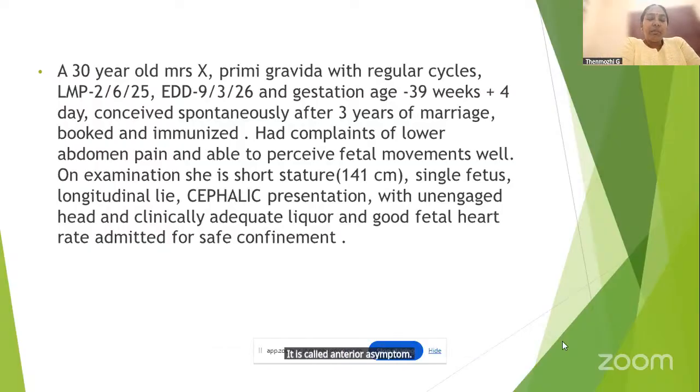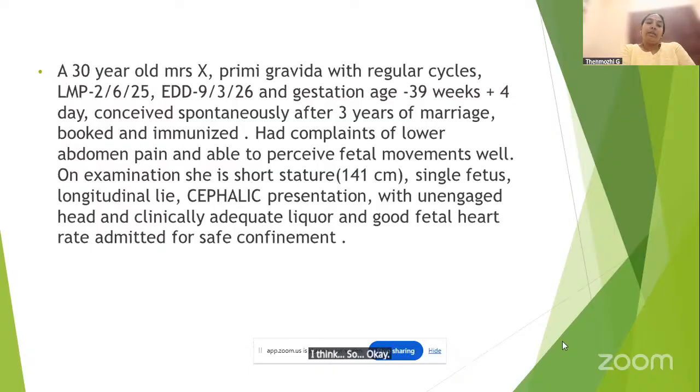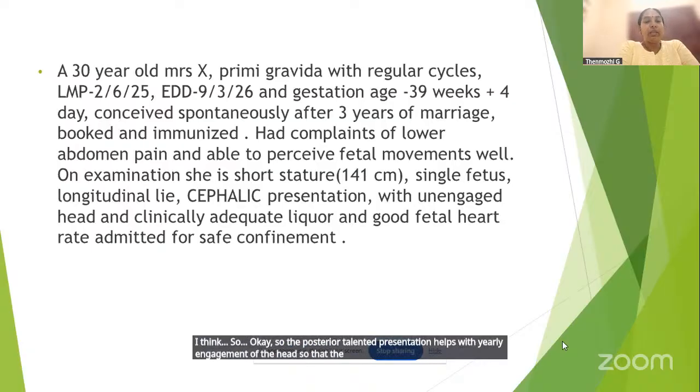So in primi, which is common? In multi, which is common? Posterior asynclitism is more common in primigravida, ma'am. Anterior asynclitism is more common in multigravida, ma'am. The posterior parietal presentation helps in early engagement of the head, so that the baby goes into the pelvis early. So it occurs more commonly in primigravida.